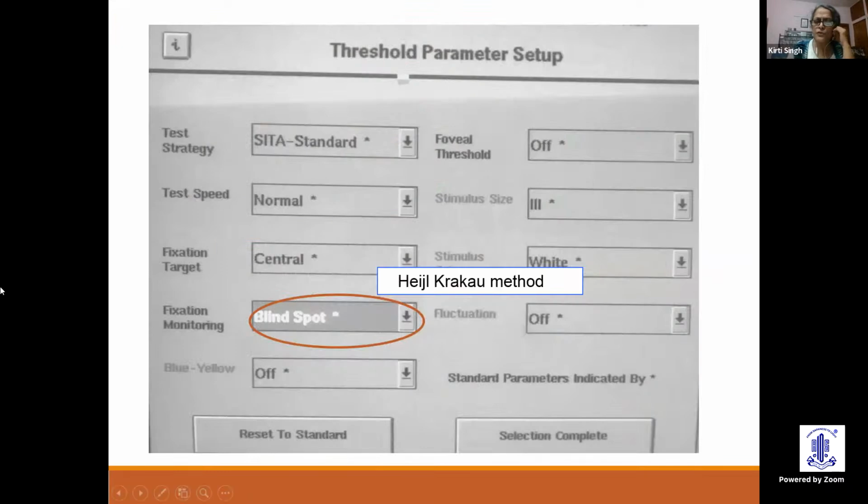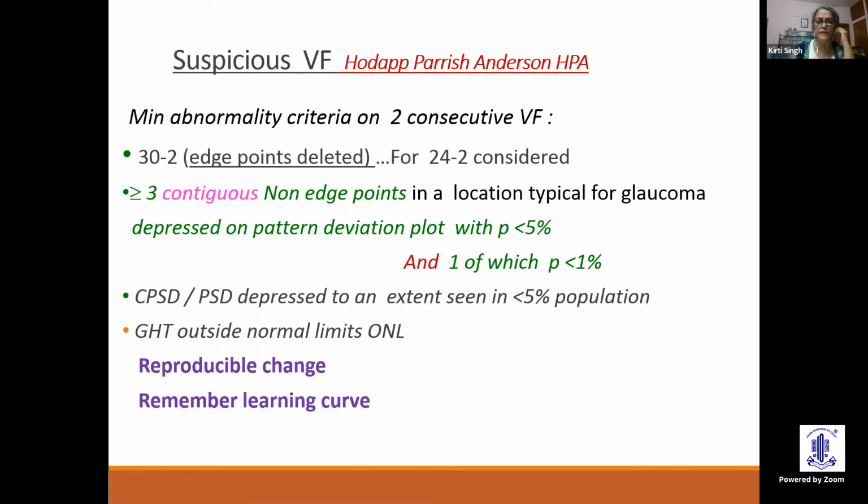Then you must also know about the fixation monitoring. Fixation monitoring is invariably done by the blind spot. And the next question asked is, what is the blind spot method of fixation monitoring? And that's called the Heijl-Krakau method. The J is silent, Heijl-Krakau method. I'll come to it afterwards.